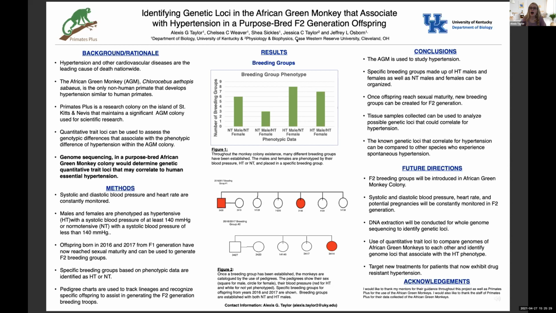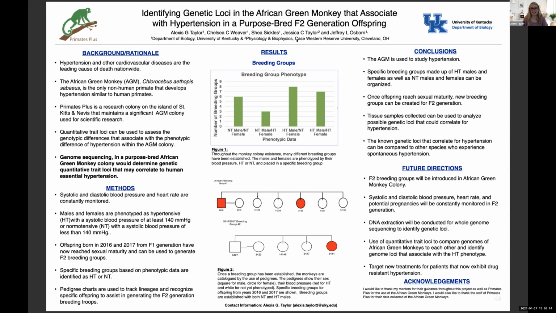And so the methods that I use mostly to do this work is, first, we consistently measure our systolic and diastolic blood pressures and heart rate in all of our monkeys that are in our breeding groups. And we try to do that about 3 or 4 times a year, every single year, to get good, consistent measurements. So we have males and females that are phenotyped as hypertensive if they have a consistent systolic blood pressure of at least 140 millimeters of mercury, or normotensive, which is a consistent systolic blood pressure of less than 140.